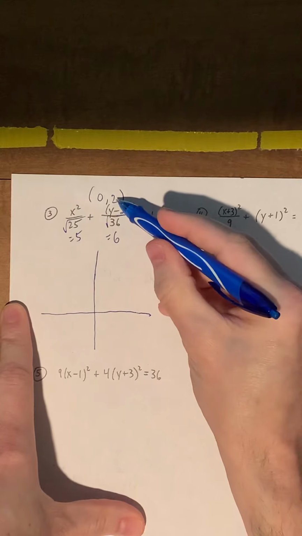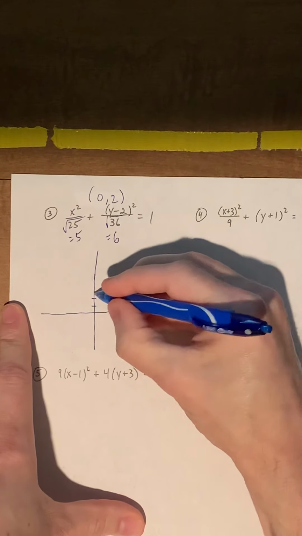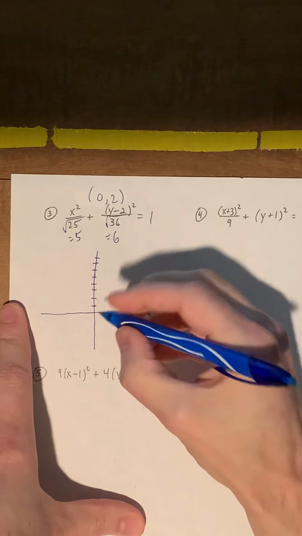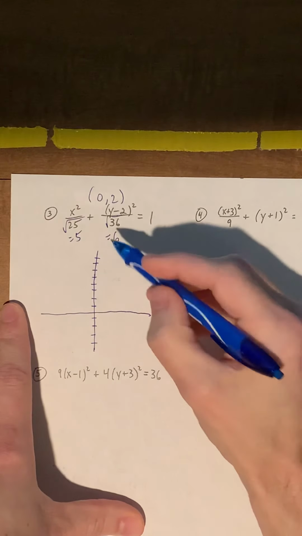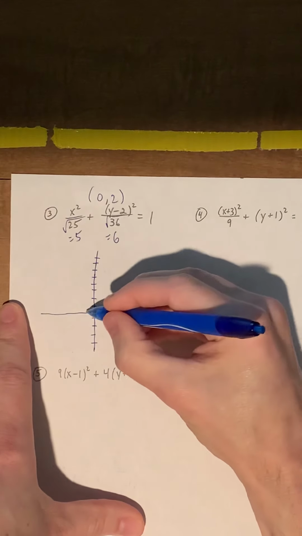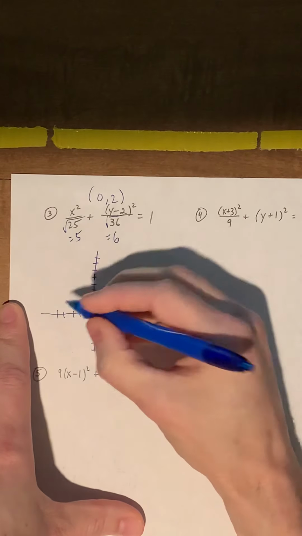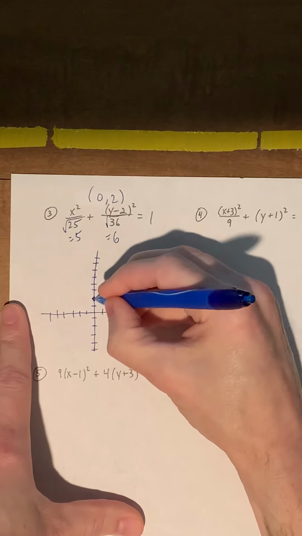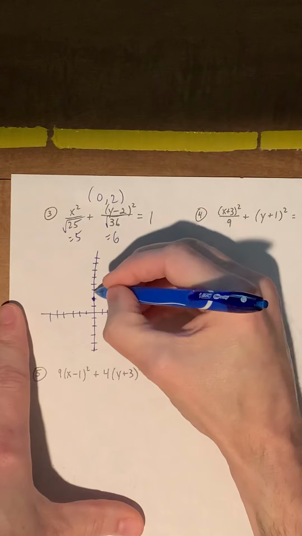And then we need to go up 2 for the center point, but then also up, so we need to go up 8. Make sure you go up to about 8. And then left and right at least a 5. Maybe another one if you want. All right, center point 0, 2. And then up 6 and down 6 for the Y direction.